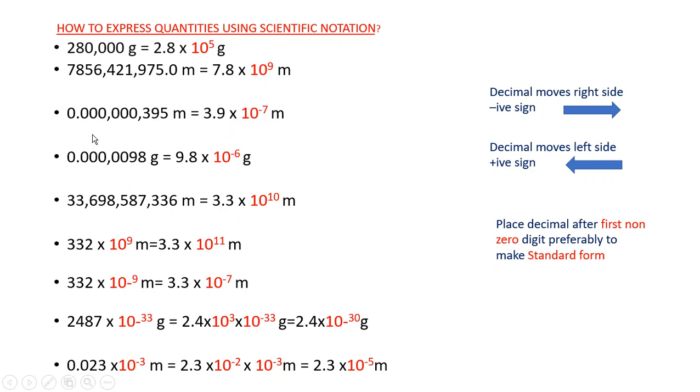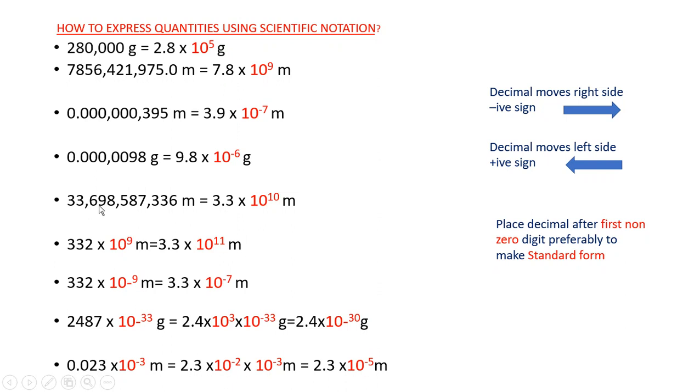Why minus? Because the decimal is moving towards the right side. Now again the decimal is moving towards the right side, so there will be a negative sign. And we will move this decimal after the first non-zero digit. It will become 9.8, and we are jumping how many places? 1 2 3 4 5 and 6 places. So 9.8 into 10 raised to power minus 6 gram.